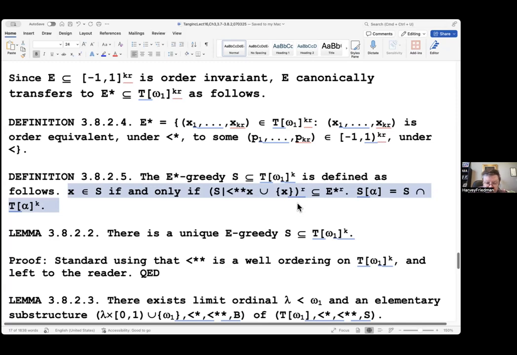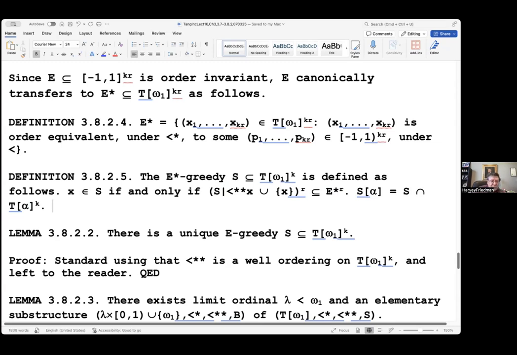And S alpha, we can take a section of it: S alpha is equal to S intersect the space T alpha of K. So you're putting something in S just in case you can: if you consider all the other things you put in earlier, and you can tack it on and you're still all right, then you put it in. That's what this means, and that's the E star greedy.